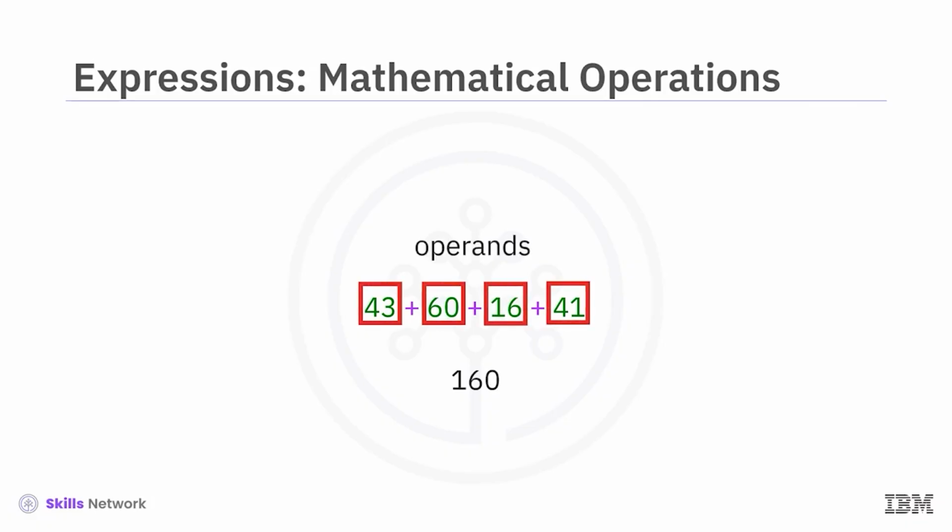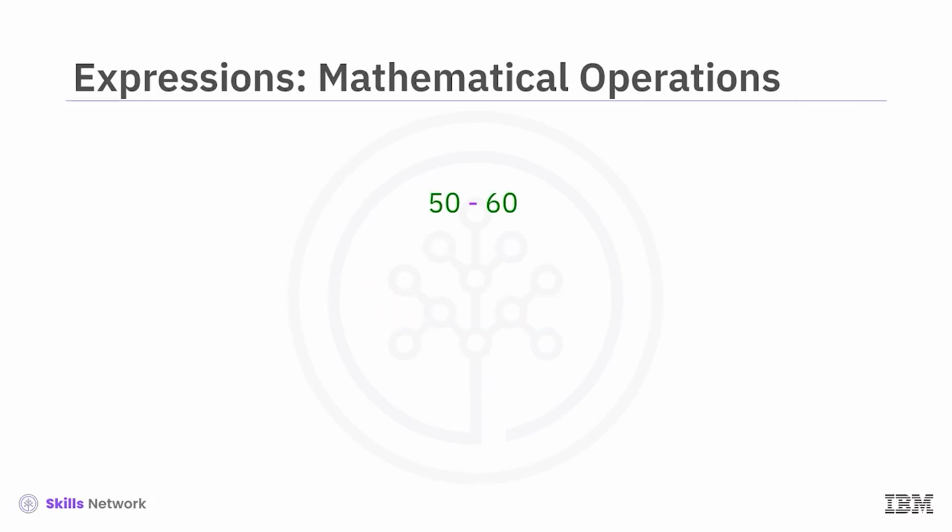We call the numbers operands, and the math symbols, in this case addition, are called operators. We can perform operations such as subtraction using the subtraction sign. In this case, the result is a negative number. We can perform multiplication operations using the asterisk. The result is 25. In this case, the operations are given by negative and asterisks.